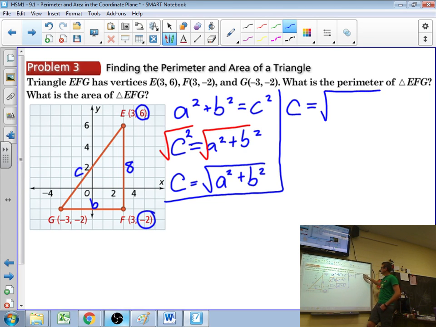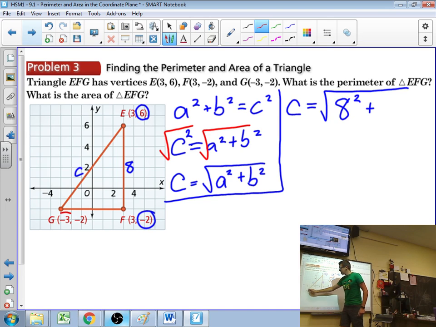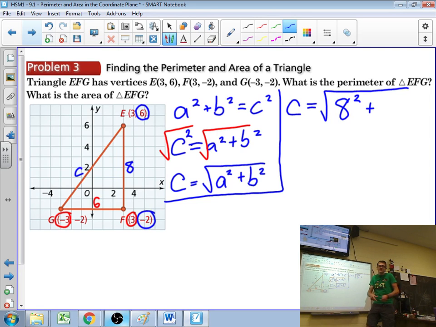So I'm going to say C is the radical of 8 squared plus, now I need to figure out what B is. Well, then I look at the X values, so -3 to +3, that's a distance of 6. And again, I could also count it since I see the triangle on my coordinate grid. So I have 6 squared. And now I just go ahead and compute and simplify.